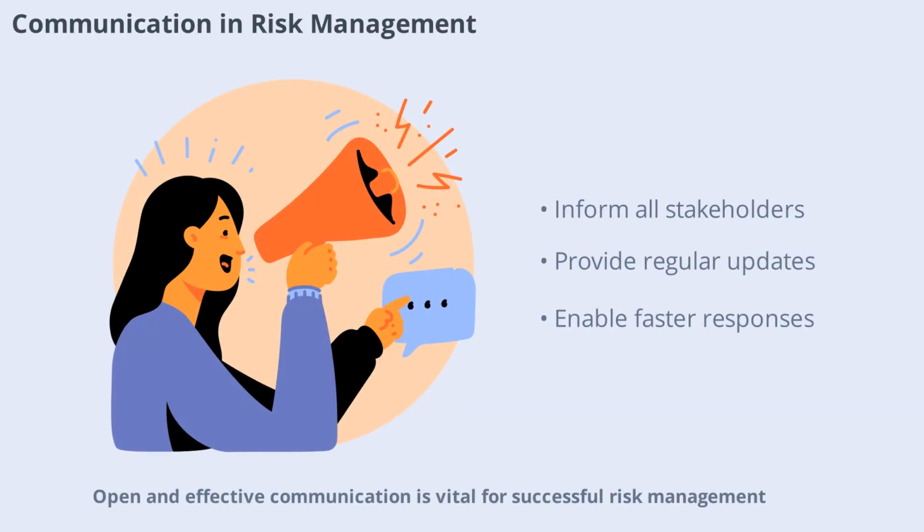Open and effective communication is vital for successful risk management. All stakeholders should be informed about potential risks and the steps being taken to address them. Regular updates, clear documentation, and transparent reporting help build trust and ensure everyone is on the same page. Good communication also enables faster responses when risks arise.